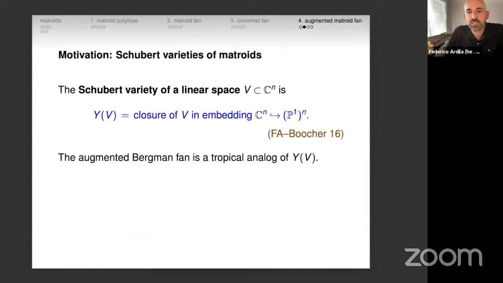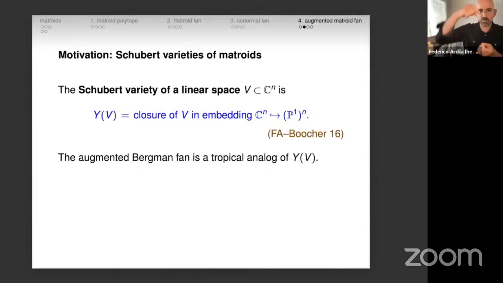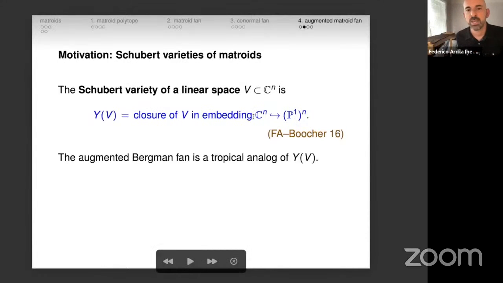This is a construction that we did with Adam Boocher in 2016, where we take a subspace V of C^n. Now we take each copy of C and we embed C inside P^1 by adding the point at infinity. That gives us an embedding of C^n into (P^1)^n. And we look at the closure. And this thing has a lot of properties in common with Schubert varieties. And the augmented Bergman fan is a tropical analog of these things.